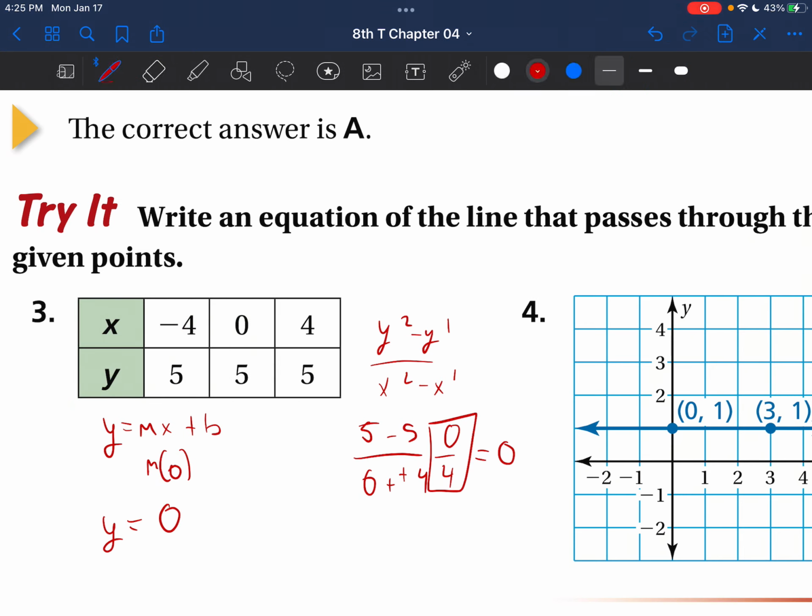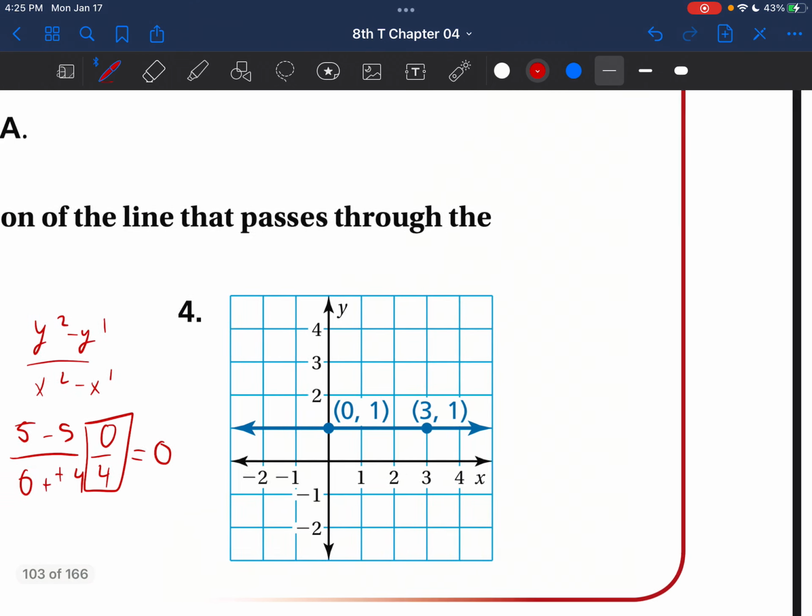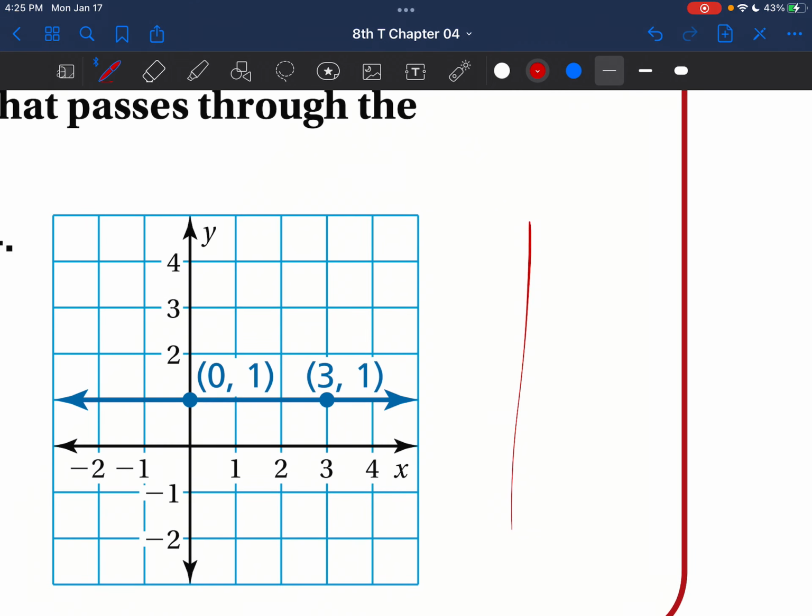Well, we know that whenever your x is 0, that means your y is going to be your y-intercept. So it's like this. Do I need the 0? No. So it's actually y is equal to just 5. That's a horizontal line. Okay, what was the easiest way to find the slope for this one? Create a t-chart, x, y.